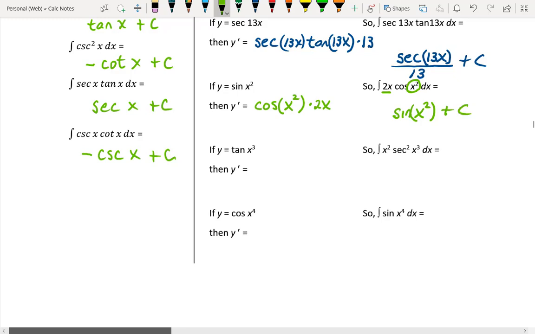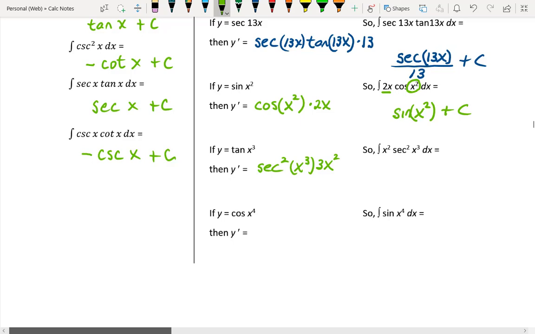Tangent of x cubed. All right, so the derivative of tangent is secant squared of x cubed times the derivative of the inside, so that would be times 3x squared. Now, look over here on the right. I want to take the integral. If you notice, I have the integral. I've got secant squared x cubed.